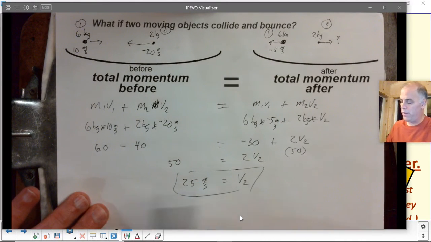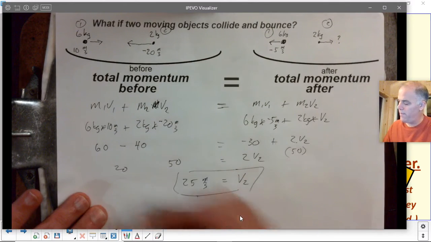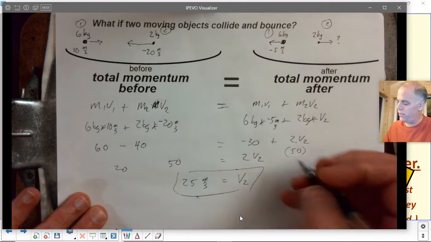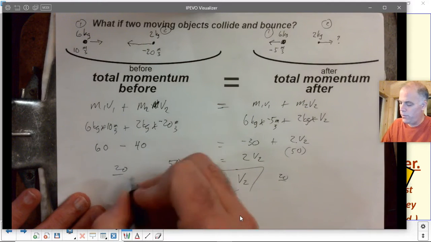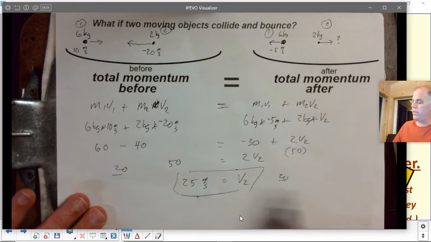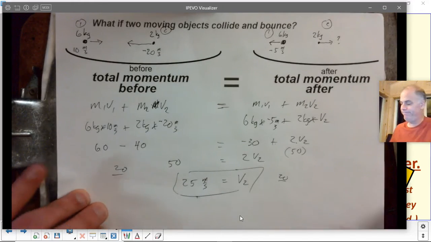That turns out to be 50. So 60 minus 40 is 20, and negative 30 plus 50 is also 20. So the total momentum before was 20 units. The total momentum after was also 20 units. That's all there is to it.